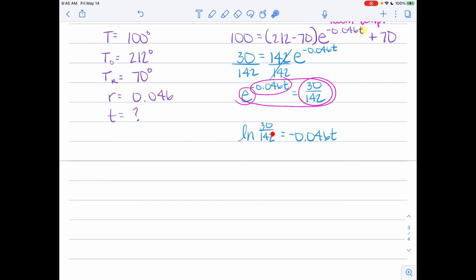Remember that this is a number. We're just going to plug that into our calculator to get the number. So divide by the 0.046 or negative 0.046. And whenever you plug all of this into your calculator, be sure you put the natural log button, and then in the parentheses say 30 divided by 142, close up that parentheses, and then divide by your rate of cooling, or the negative of that. And when you do all of that, you should get t equal to about 33.8 minutes.